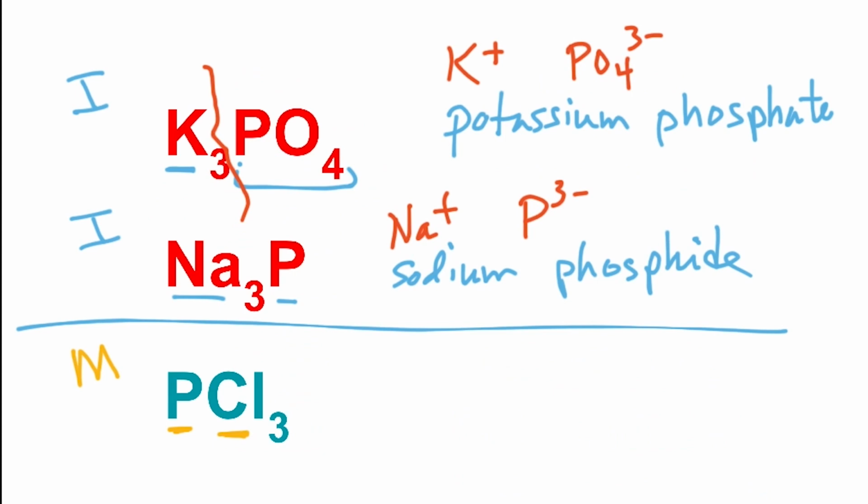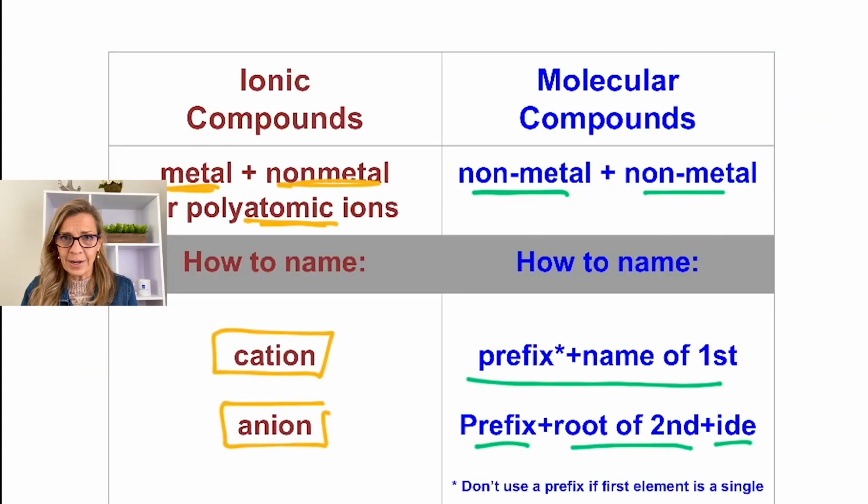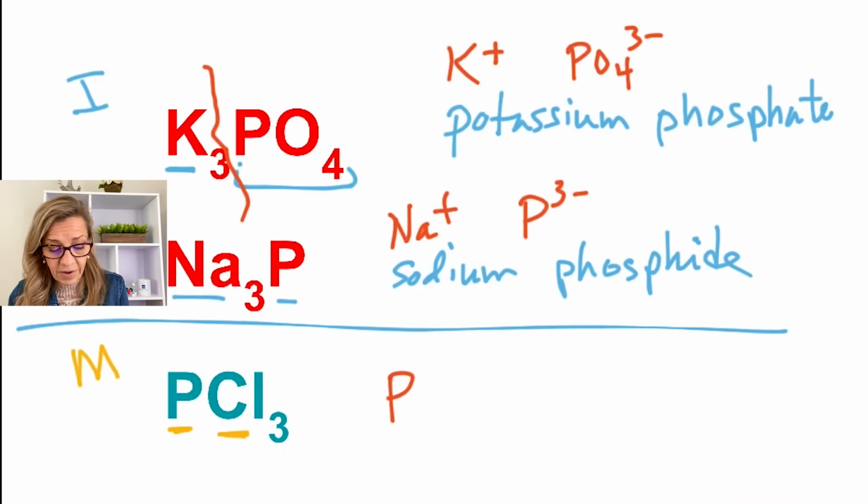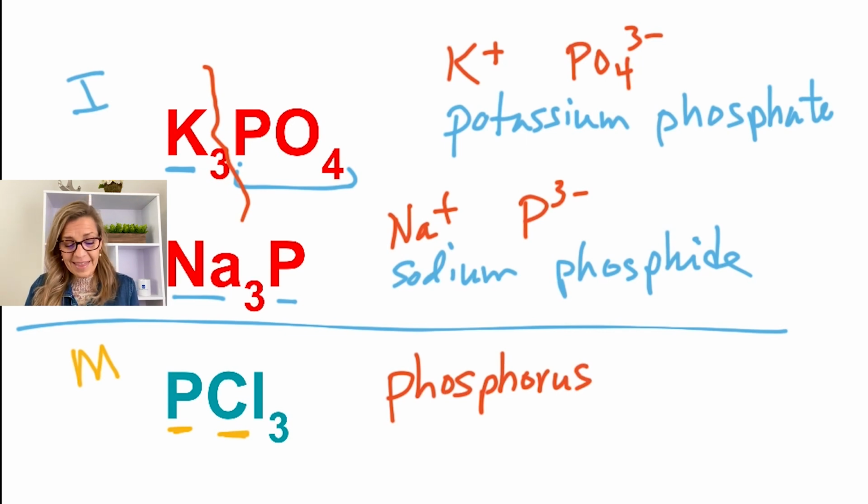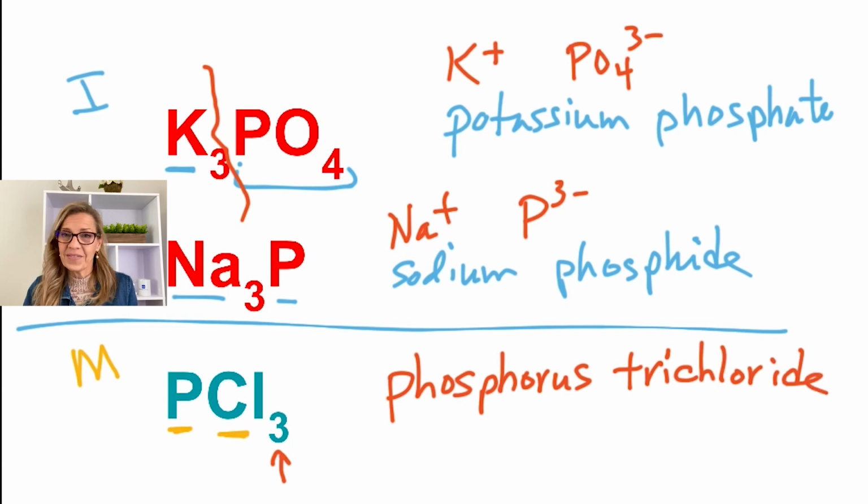So let's look at this guy. I have 1 phosphorus, so that would be a mono, right? However, there is one little exception to this. If you just have a single element as your first element, you don't use mono. So in this case, we're just going to call this one phosphorus instead of mono. It's not criminal if you put the mono in there, it's fine. And then the prefix for 3 is tri. The root of chlorine is chlor. And then we're going to end it with the "ide." So phosphorus trichloride. So in the case of molecular compounds, you do tell how many, and that is with the use of prefixes.